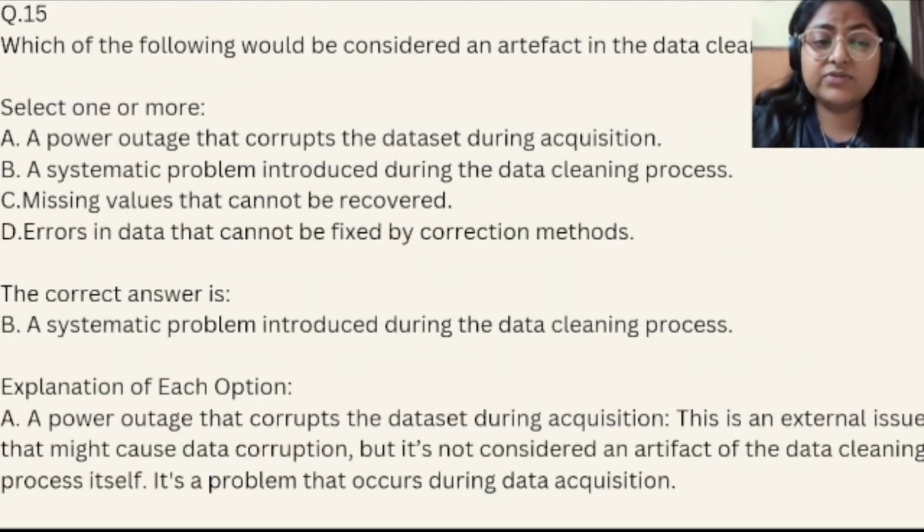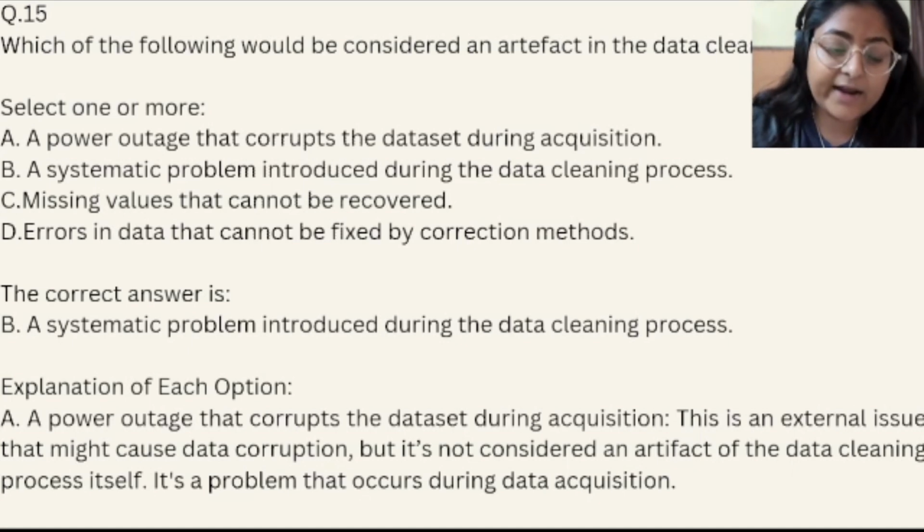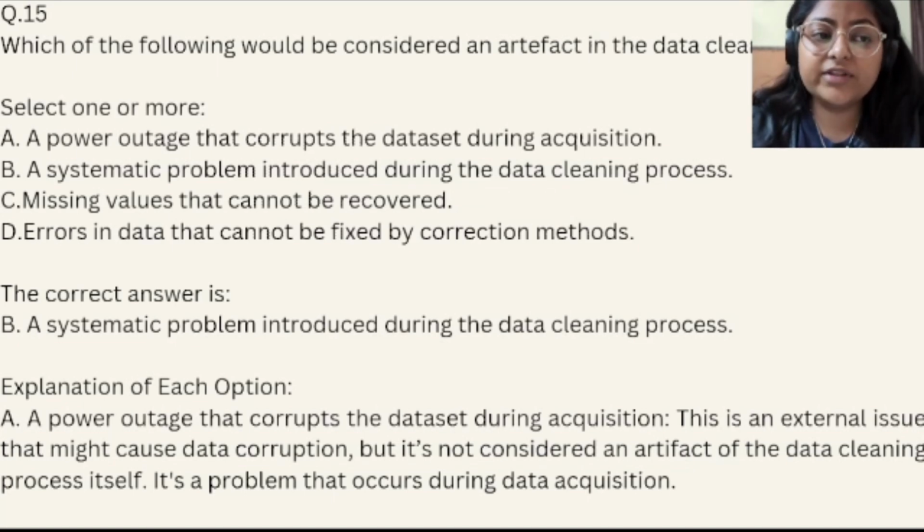Question number 15 is, which of the following would be considered an artifact in the data cleaning process? You can select one or more options. Option A is a power outage that corrupts the dataset during acquisition. Option B is a systematic problem introduced during the data cleaning process. Option C is a missing value that cannot be recovered, and option D is an error in the data that cannot be fixed by correction methods. The correct answer for this question would be option B, a systematic problem introduced during the data cleaning process.